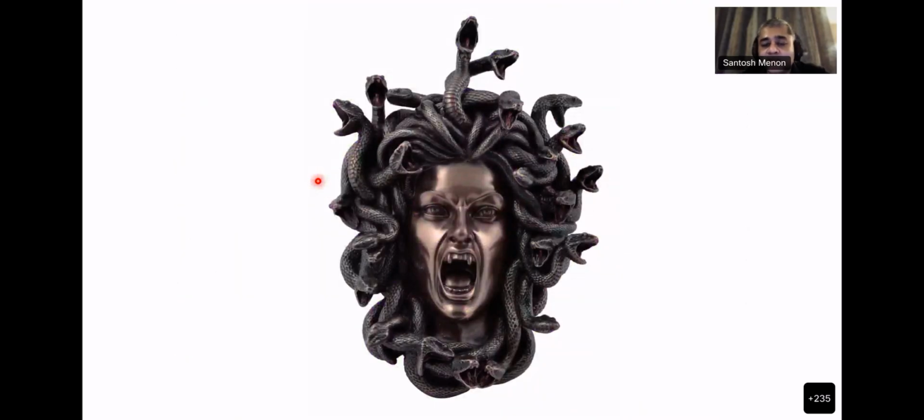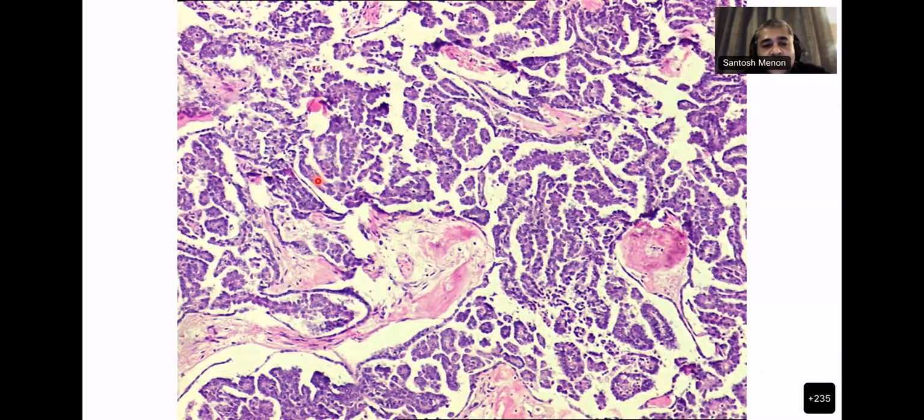You see this very long slender papillae? These are the micropapillary areas. More areas to show you these micropapillae. They can be totally floating in the lumen of the cyst. You may not even find that it is connected, but this should raise the possibility that there are micropapillary areas.